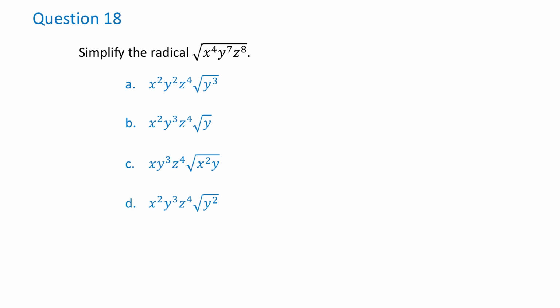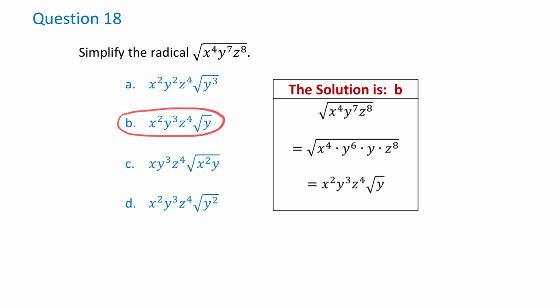Now let's continue with question 18. In this question, simplify the radical square root of x to the 4th power, y to the 7th power, and z to the 8th power. Pause the video and find the right solution. And now let's see the solution. The right solution is B.